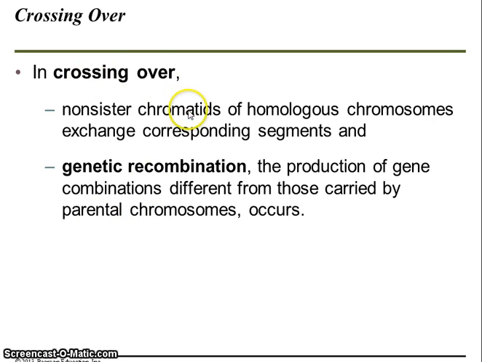Some traits are what are called linked. What that means is that they're on the same chromosome at about the same point. So that means that it's very unlikely that they'll get separated during crossover. So light hair, light colored eyes, dark hair, dark colored eyes are linked. Generally, they stay together.